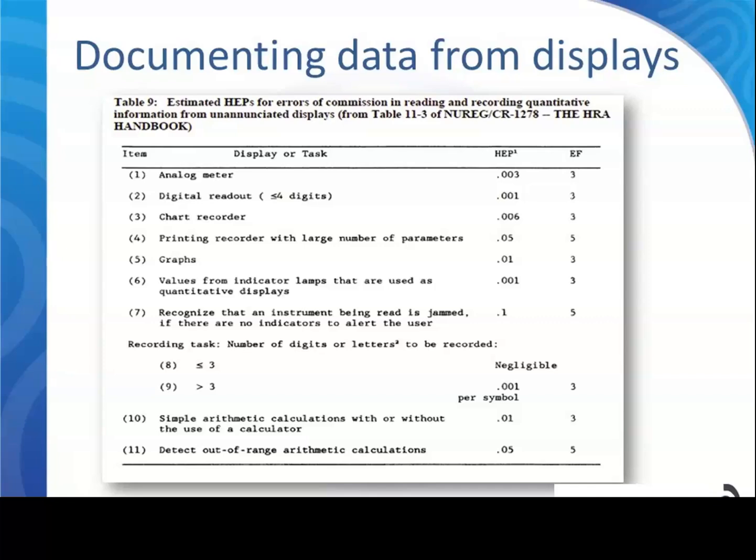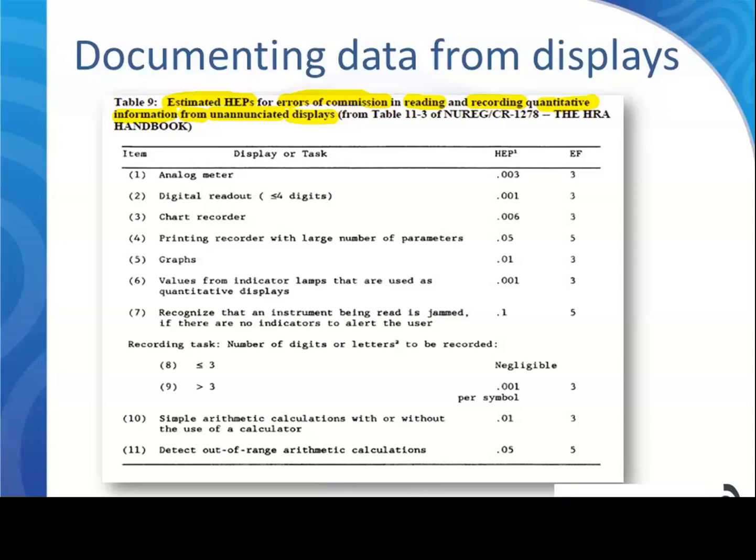So for example, this is part of NUREG/CR-1278, which is the Human Reliability Analysis Handbook from the Nuclear Regulatory Commission. And they have estimated the human error probabilities for errors of commission, meaning I did it, not that I did not. There was an action. Errors of commission in reading and recording quantitative information from unannunciated displays. That specific. So I don't have an alarm, I have to make sure. So I want to know the human error probability for this type of situation in these circumstances.